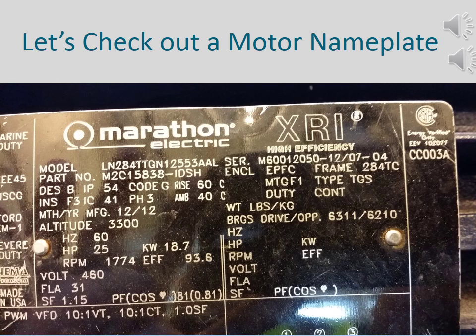Some information found on this nameplate includes ENCL-EPFC. This describes the type of motor, telling us it is an explosion-proof fan-cooled, or EPFC, motor in an enclosed environment, or ENCL. Next, we will see a frame number.